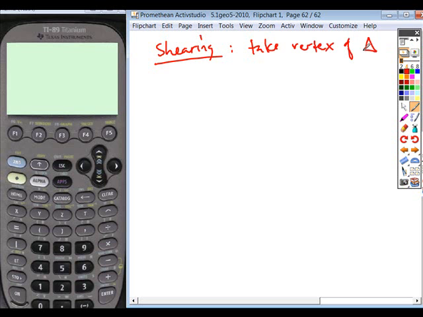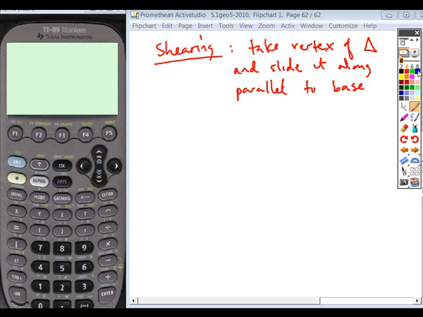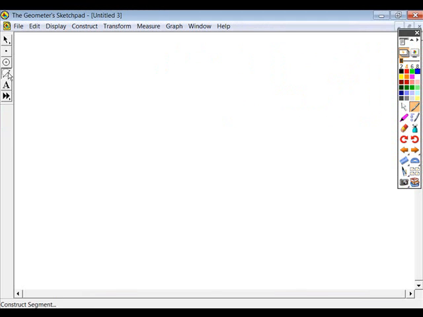And so if you take the vertex of a triangle and you slide it along a parallel to the base, a couple properties are true here, and the main one is that the area remains constant. And so here's what I mean by shearing, and I'm just going to show you in a sketchpad sketch.